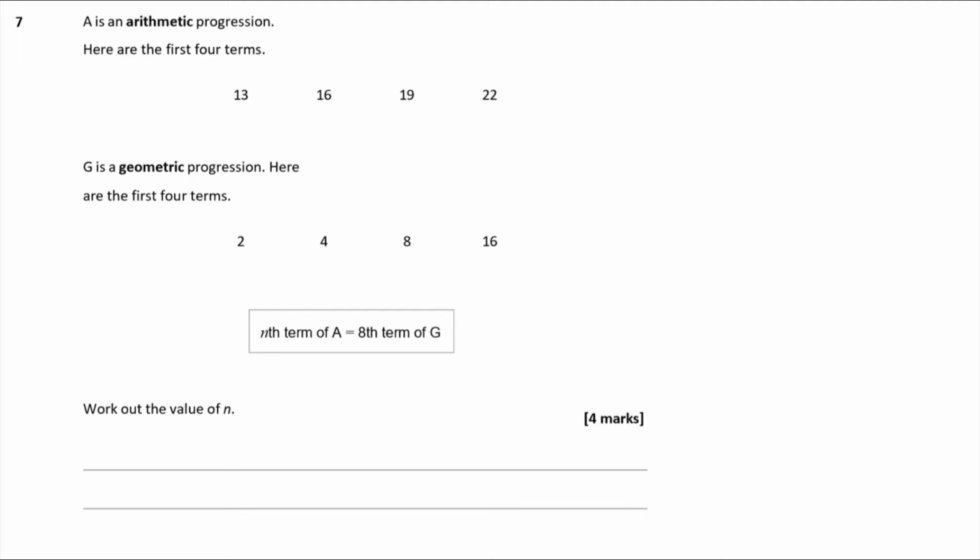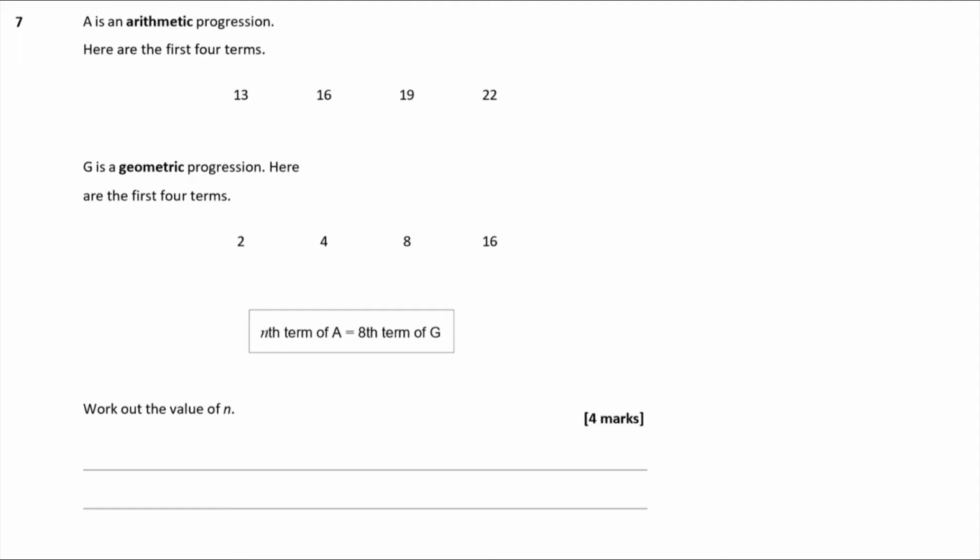It's going 2, 4, 8, 16. The nth term of A is equal to the 8th term of G. Work out the value of n. Okay, so what I'm going to do here is find the nth term of each expression, so then I can compare those a bit later on and hopefully solve for n. Okay, so let's do that then.